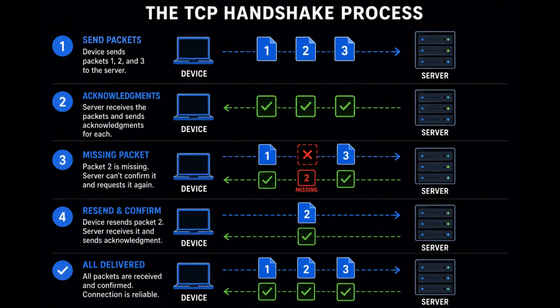This is exactly what you want when the data in question is an order to buy or sell a financial instrument. You cannot afford to lose half of a trade message. You cannot afford to have it arrive out of order. You absolutely cannot afford a duplicate. Imagine a buy order being delivered twice because a packet was resent unnecessarily. TCP's overhead is worth every millisecond when the stakes are that high.